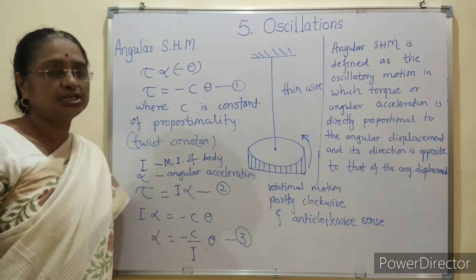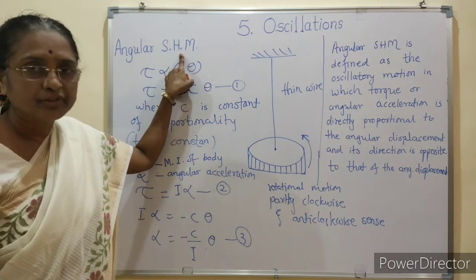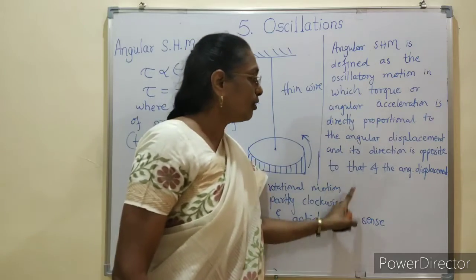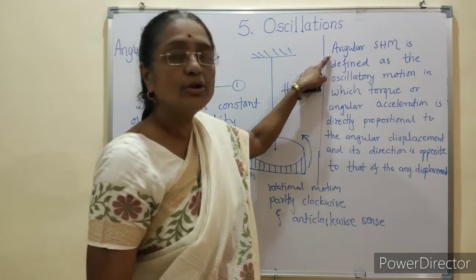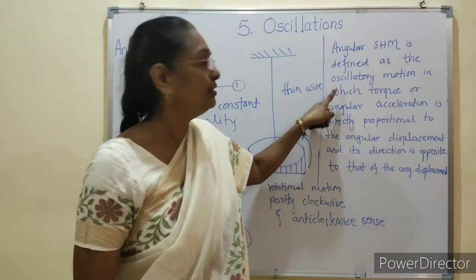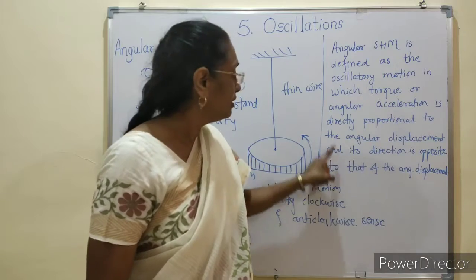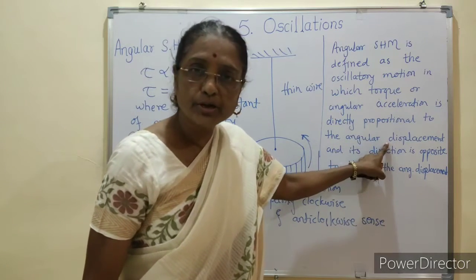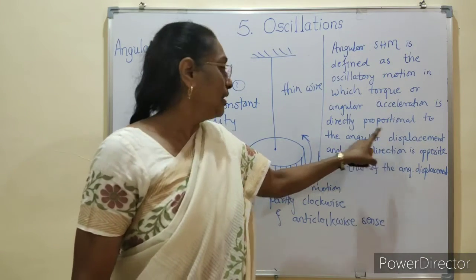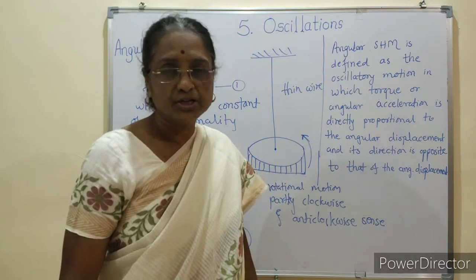So from these two relations, we can define angular S.H.M. I have already written here that angular S.H.M is defined as oscillatory motion in which torque or angular acceleration is directly proportional to angular displacement and its direction is opposite to that of the angular displacement.